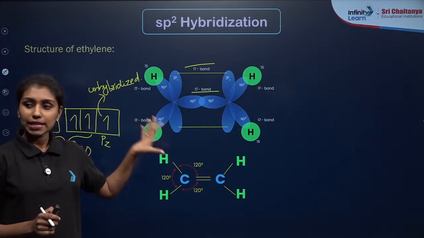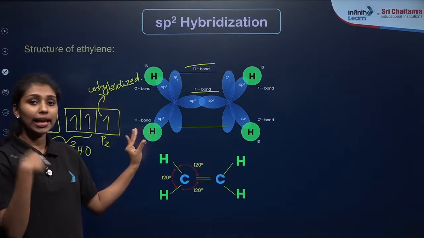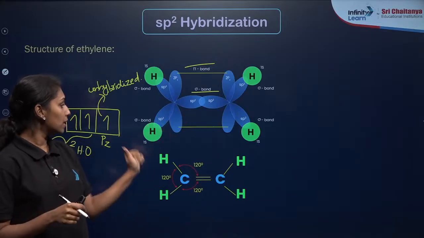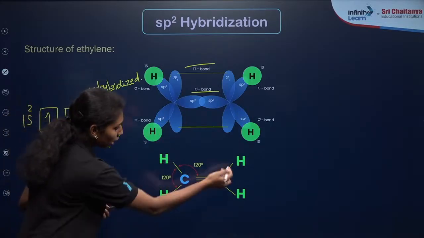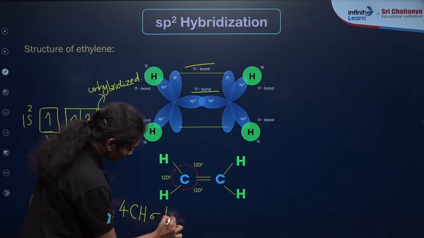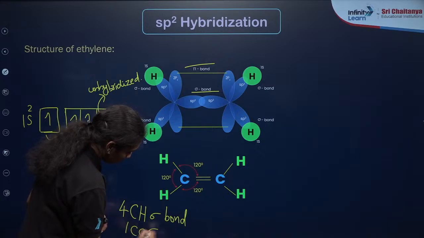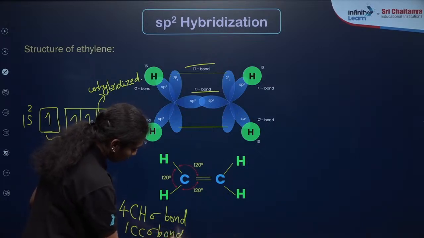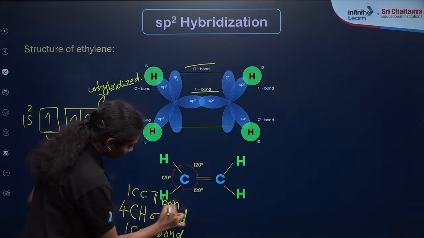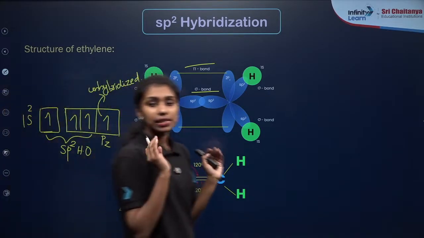Then similarly, in the case of carbon and hydrogen, hydrogen has the 1s orbital. This 1s orbital forms head-to-head overlapping with the sp2 hybridized orbital of carbon to form a sigma bond. So 1, 2, 3, 4 CH sigma bonds, right? Then 1 CC sigma bond, and again 1 CC pi bond. So this will be the structure of the CH2 double bond CH2 molecule, which is an example of sp2 hybridization. Is there any doubt?